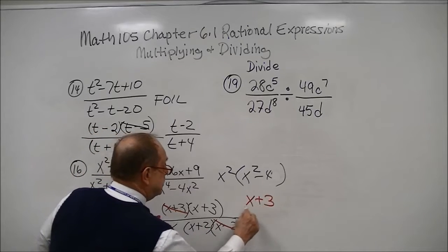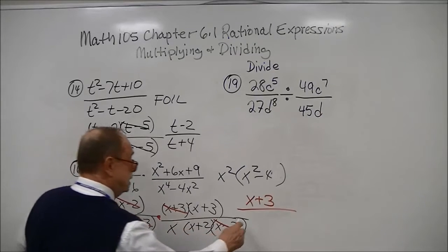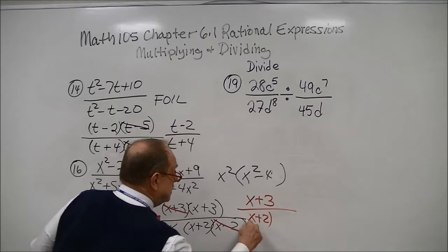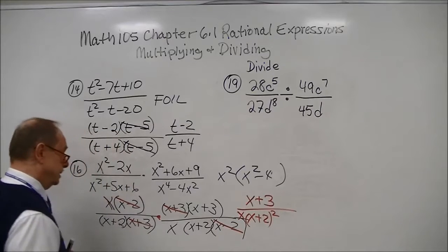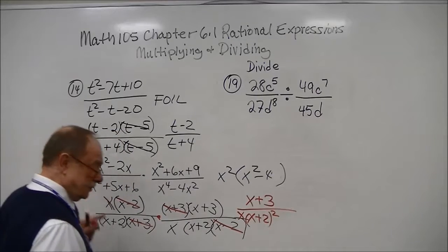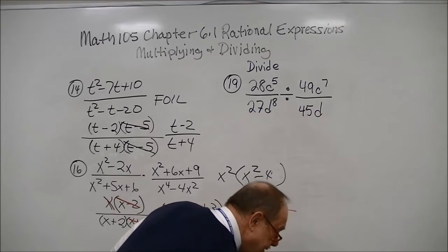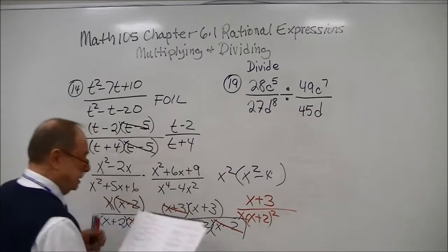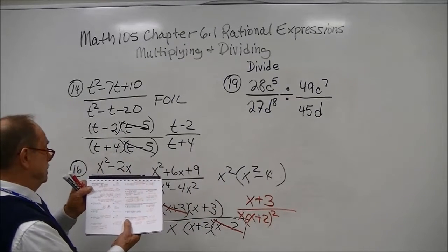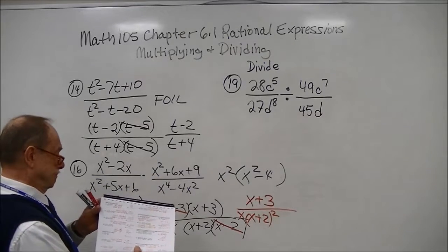So my final answer then is on top, I'm going to have x plus 3 all over x plus 2, the quantity squared, and I have an x there that I'll put right up here in front. And I believe that's good for number 16, and that is correct. Now, remember, they give me the answers, but what I'm showing you here is that I've actually worked these out, okay?